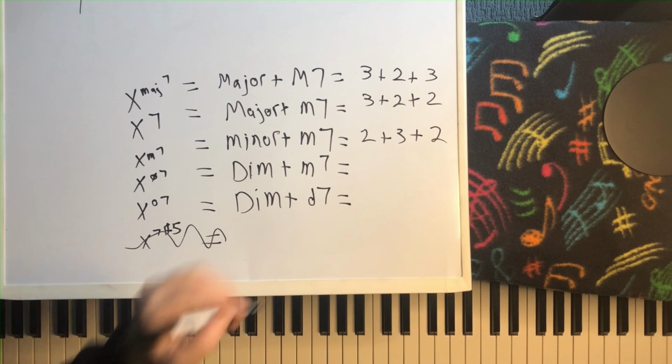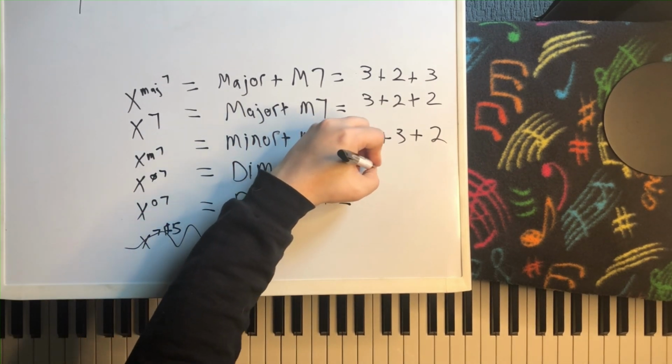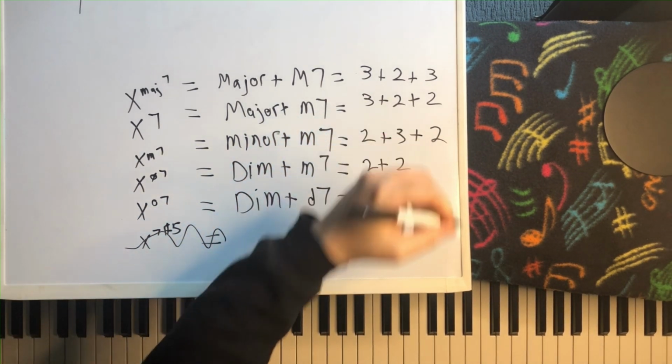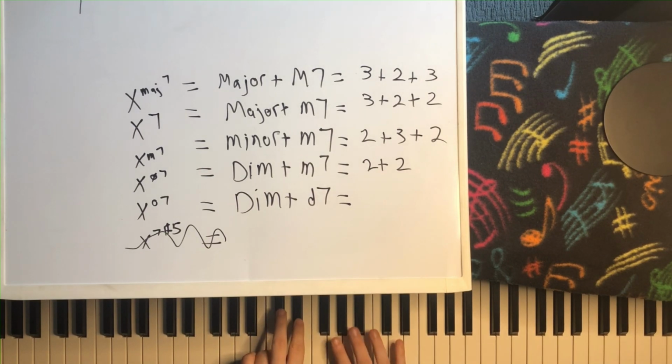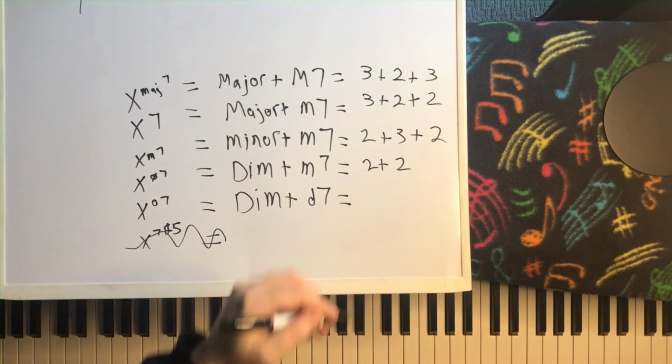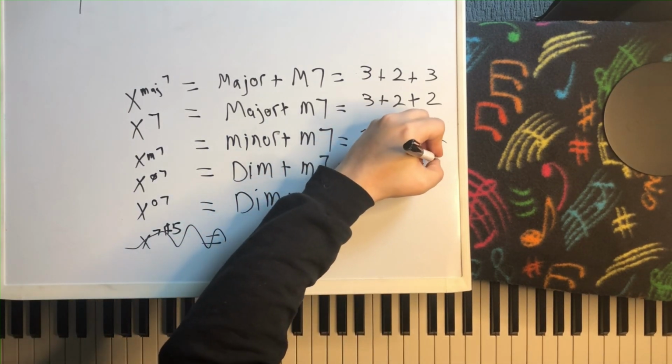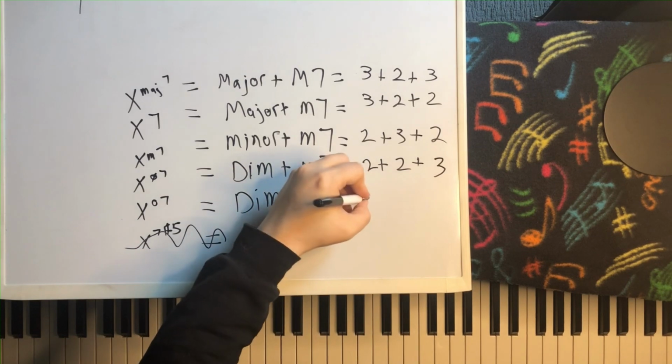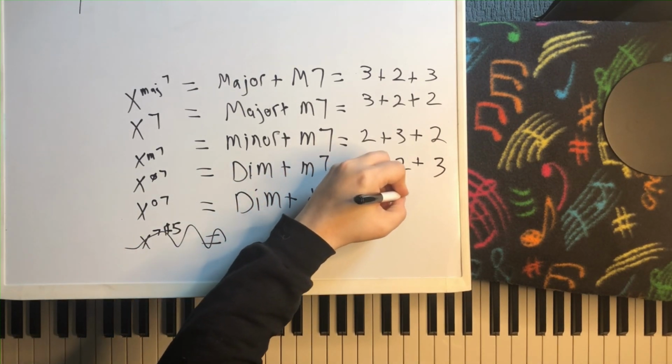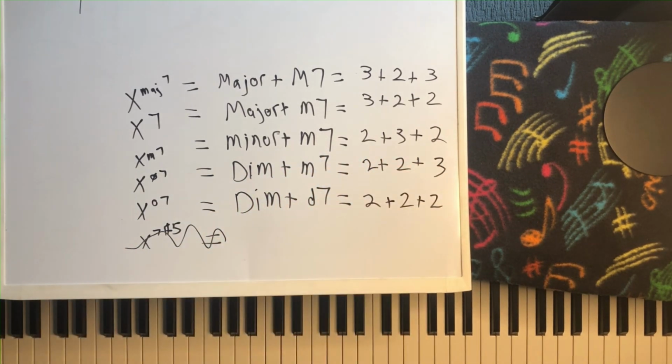Here is the half diminished. So diminished chord is 2 and 2. Then that minor 7 is going to be 3 above that. And then our fully diminished is just going to be 2, 2, and 2. And we were saying in the last video, if you keep tacking those 2s on, you keep doing more minor thirds, you'll end up back on the same note you started on, which is a kind of interesting property of these.